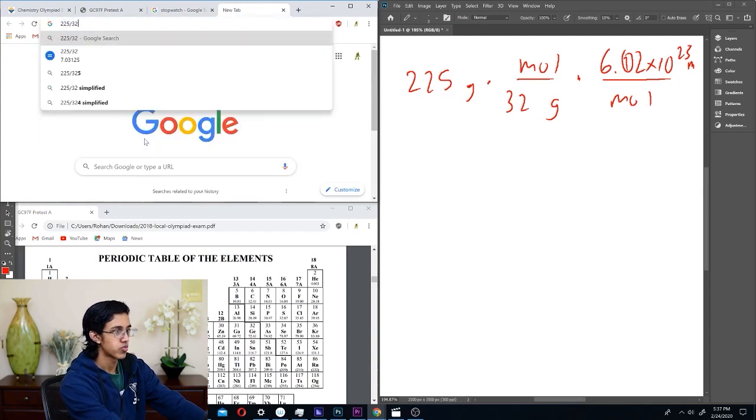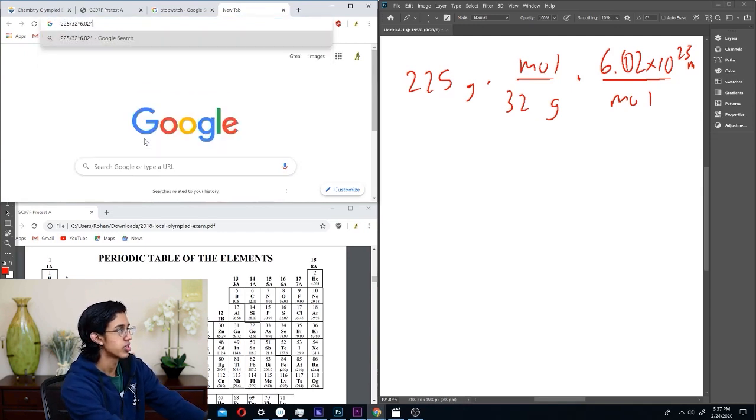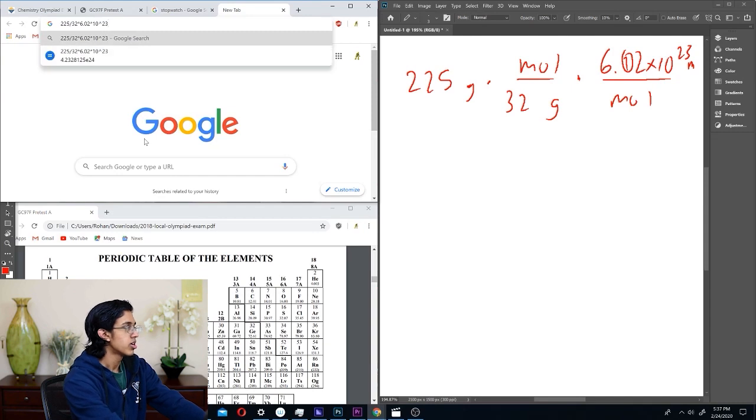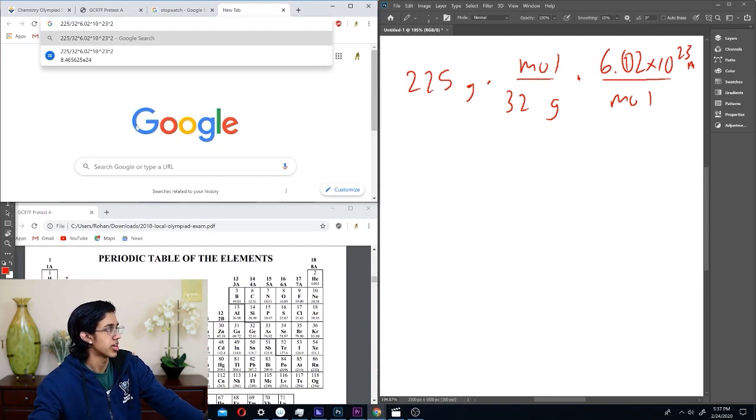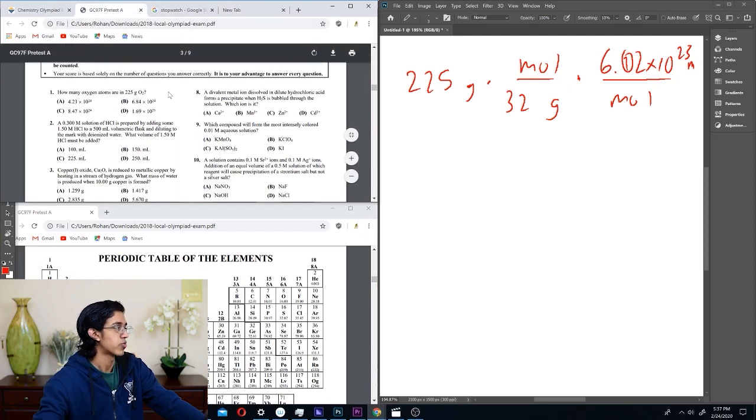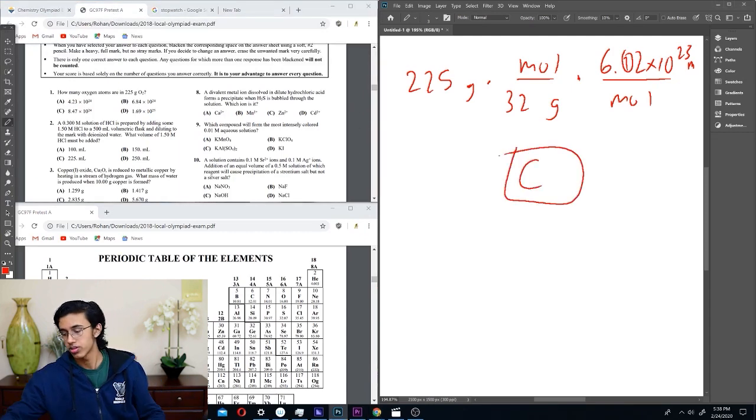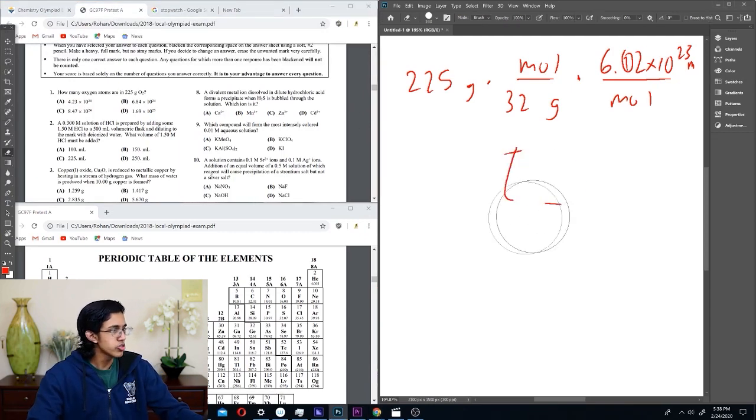So 225 over 32 times 6.02 times 10 to the 23. And then we have to multiply by 2 because each molecule of oxygen has 2 atoms. That's going to give you 8.47, so C. Alright, now we get some solution stuff.